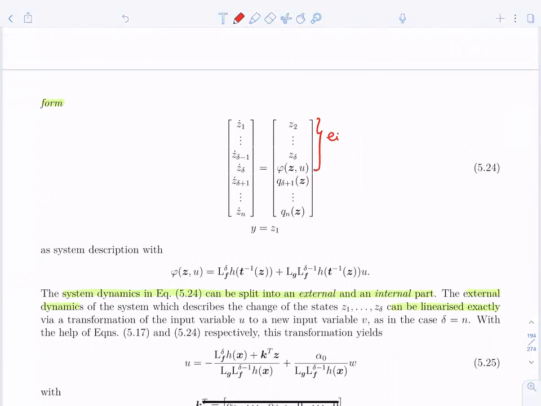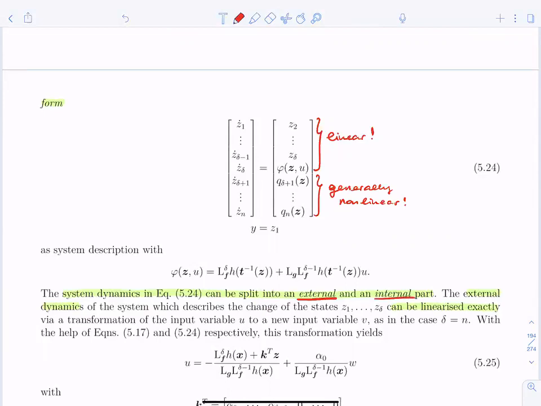This is linear. And this is generally non-linear, okay? And then in literature, the first part, which is the linear one, is called the so-called external dynamics. The second part is called the internal part.